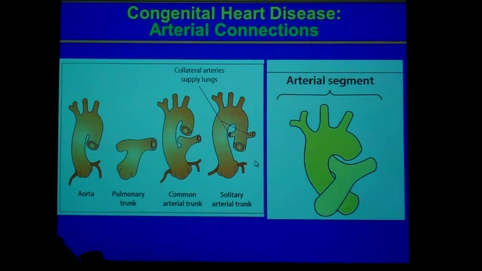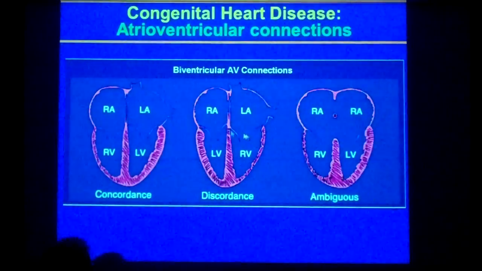Or aorta may be hypoplastic in left heart syndrome. So one or the other artery may be hypoplastic or atretic. And so these are different variations of the arteries. And this is completely normal.